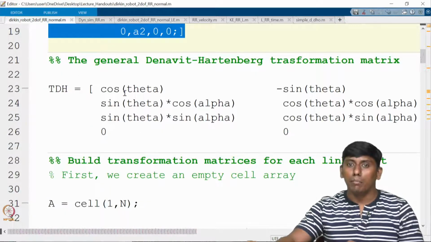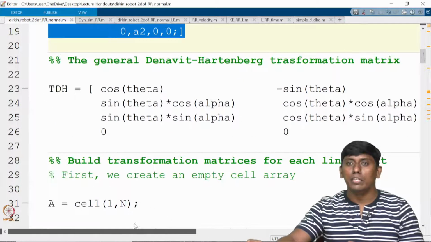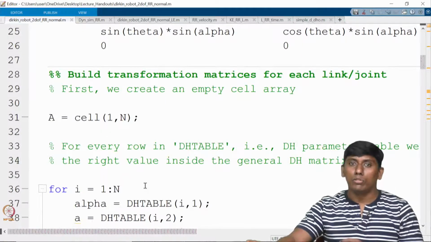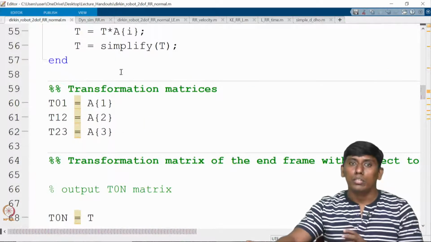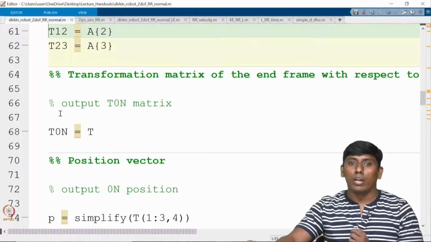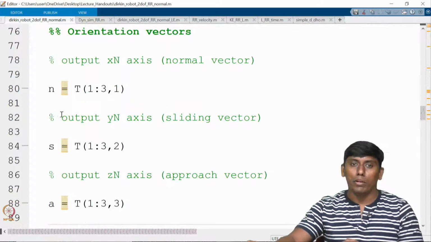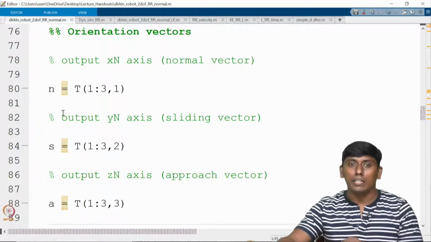Then you know the arm matrix. I hope the arm matrix is in non-standard form, which we derived in the beginning of the DH representation. Then, as usual, you derive up to the transformation matrix. Once you obtain the transformation matrix, we tried to see the kinematic model. This is what we have seen in the direct kinematic method, or direct kinematic code.